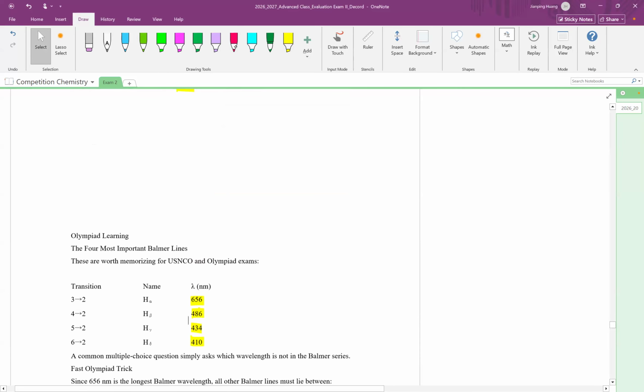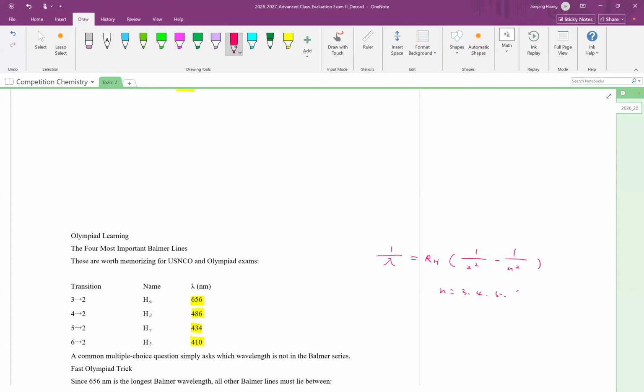We can use the first topic, we spent a lot of time on it: 1 over lambda equals R_H times (1 over 2 squared minus 1 over n squared), with n equals 3, 4, 5, 6. And R_H equals 109,677. You just quickly check it. There's one way to check it, right?